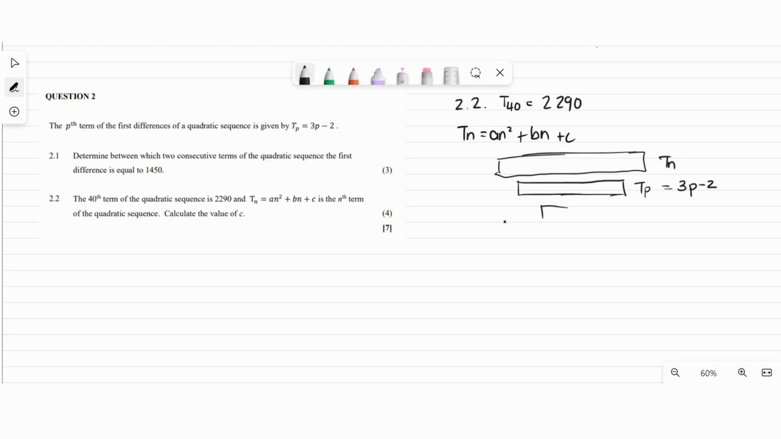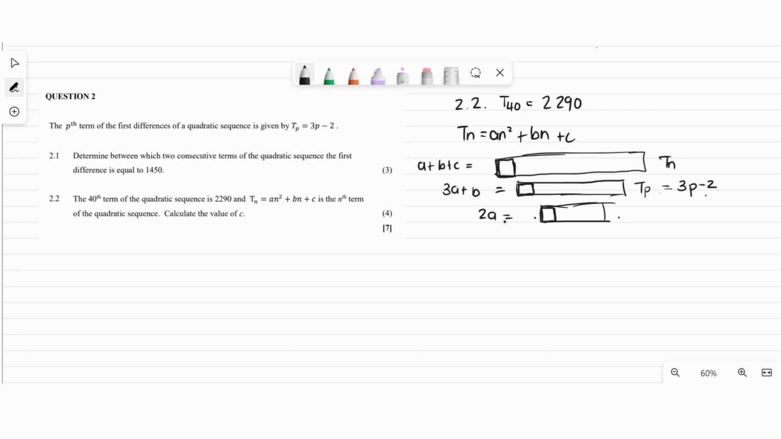Then the last one is the common difference, right? So we can find the last one by using the first one, right? So what do we know? We know the formulas for A, B, and C: 2A is equals to the second difference, so it's equals to the first term here, right? Then we know that 3A plus B is equals to the first term of the first difference, so this term here. Then we know that A plus B plus C is equals to this term here, right? So we're going to use this one to find this one.